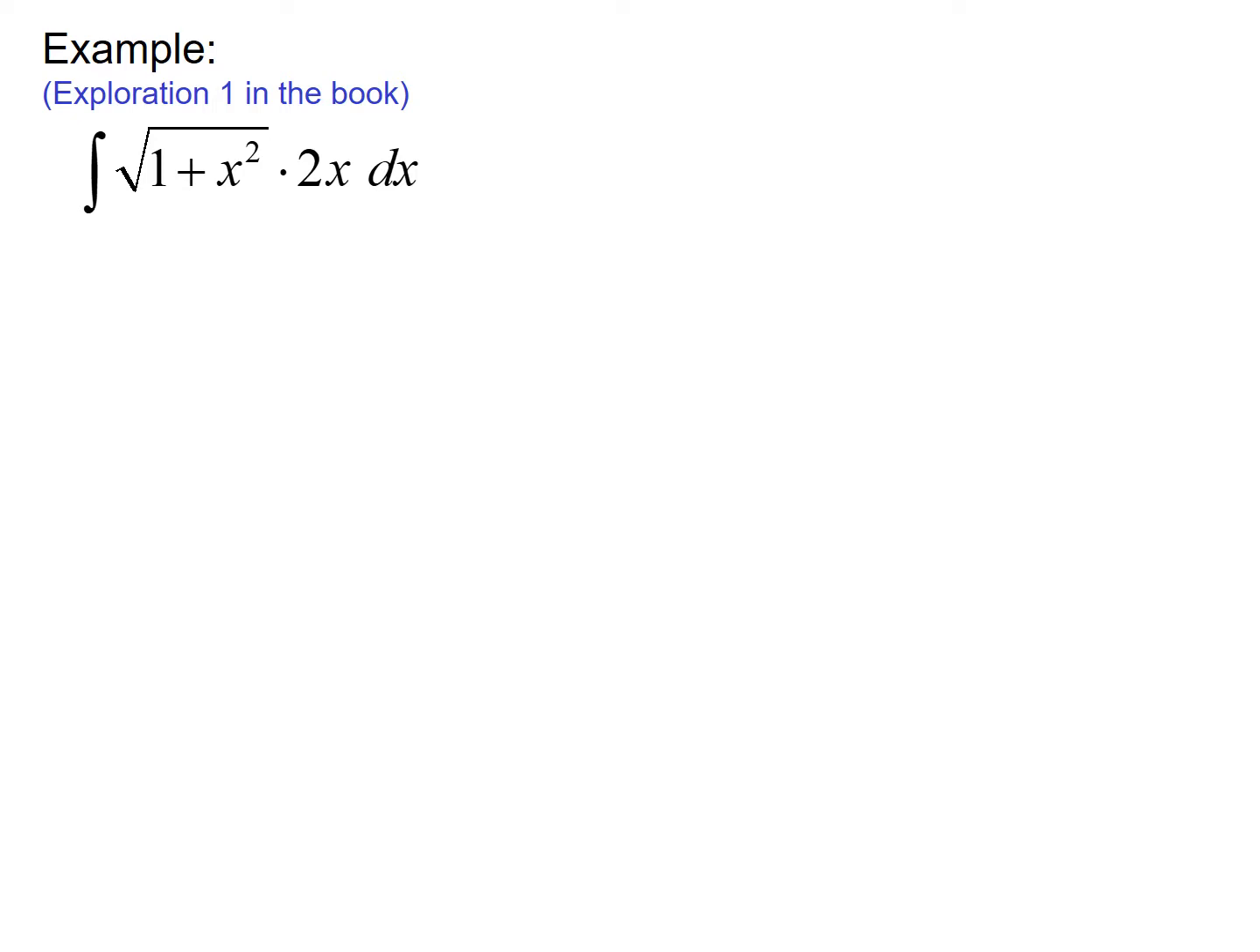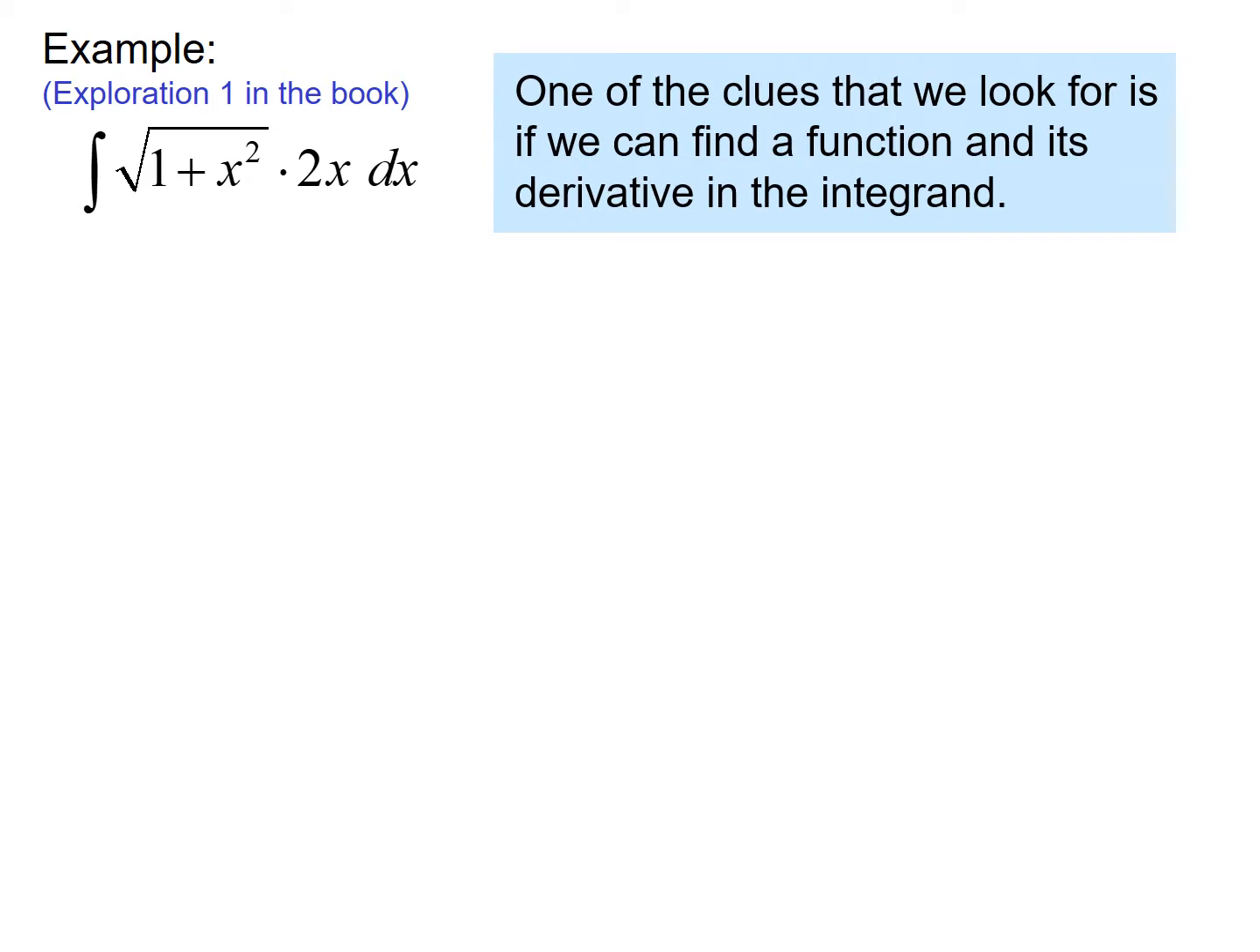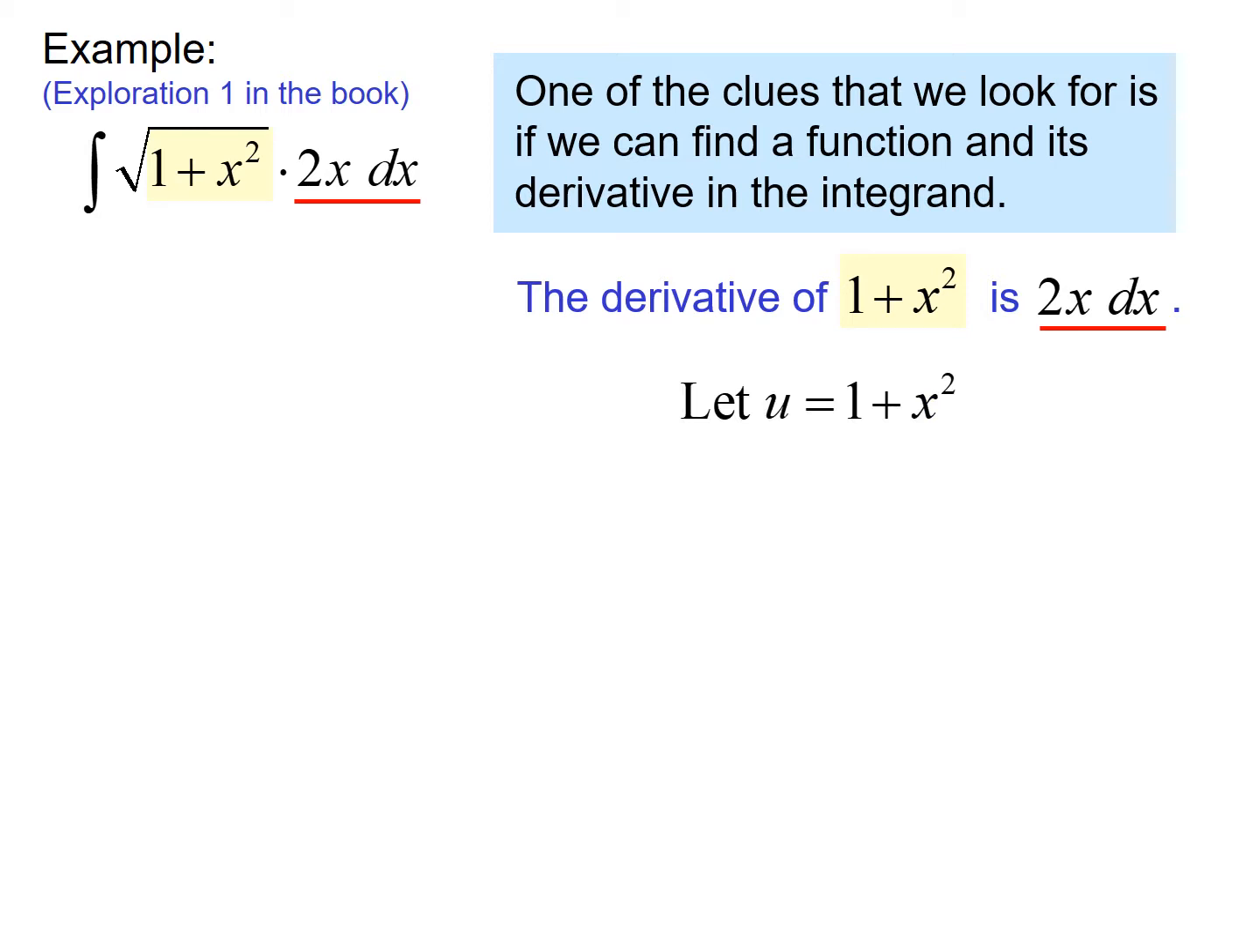Okay, so let's take a look at this one here. We're going to use u substitution. One thing we look for to see if u substitution is going to work is if you can find a function and its derivative. And here I see the function 1 plus x squared. The derivative of that is 2x. So I'm going to let u equal 1 plus x squared. If I take that derivative, then du equals 2x dx.